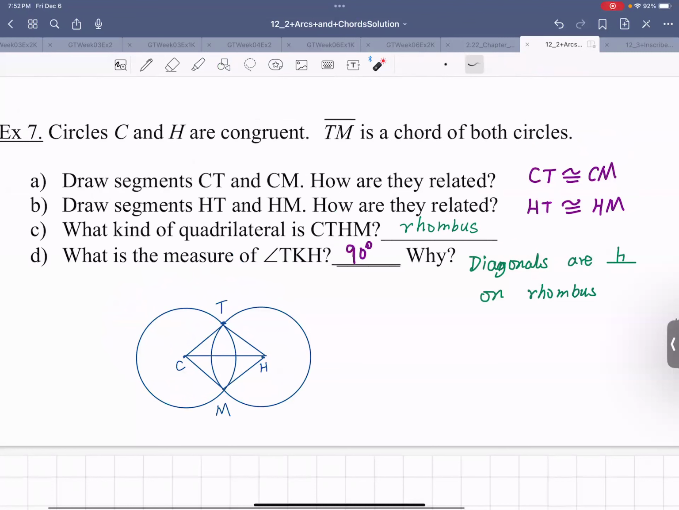So this one, and they ask you, CT and CM. Of course, they are congruent. You are in the same circle. These two are both radii, so these two definitely have to be congruent. So CT is congruent to CM. How about HT? HT and HM are the radii of this right circle. So this is congruent too. And the next one, over here.